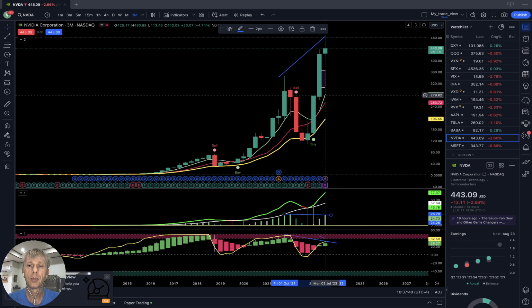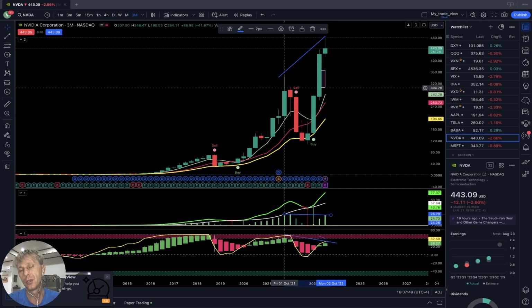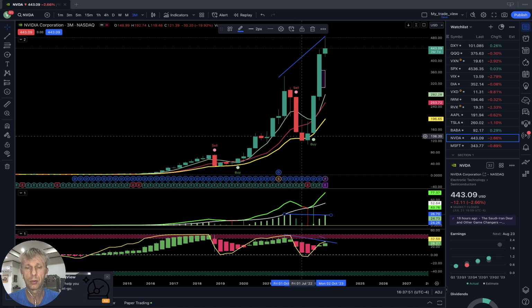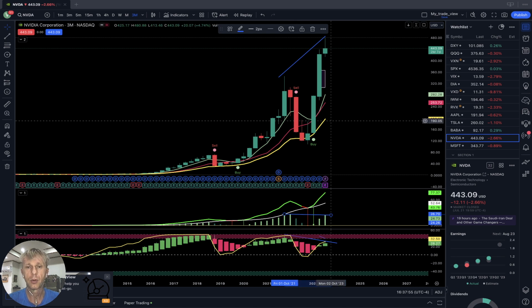It should come back to MA5, 10, and even 20. You see here it was disconnected from MA5, 10, and 20. What happened? It did a huge sell-off and came back to 20. That's what we can have. We can get that also for NVIDIA.